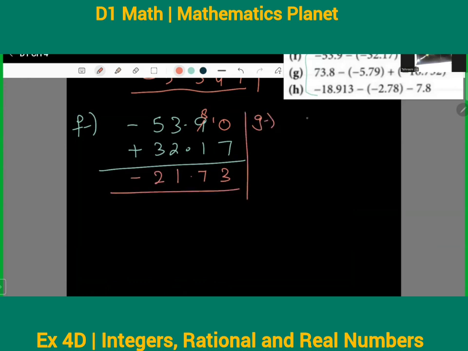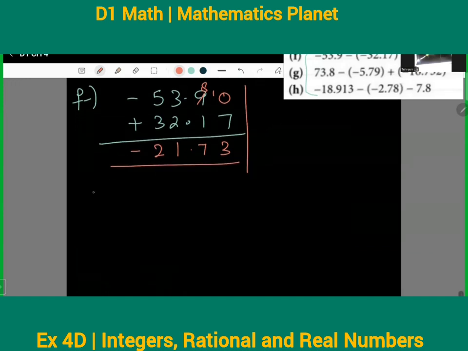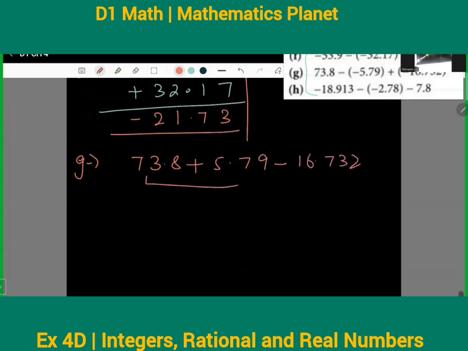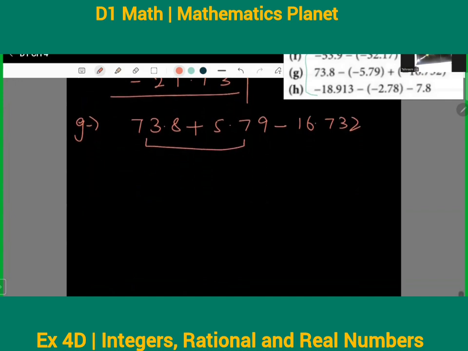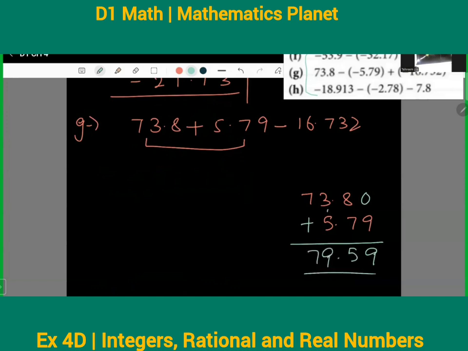Okay, G. For the G part, there are 3 terms, so you need to be very careful. It's 73.8 minus minus plus 5.79 plus minus minus 16.732. So first of all, we will just solve the first 2 terms: 73.8 and 5.79. For this free space, we will write 0 and we will add them. So we will get 79.59.